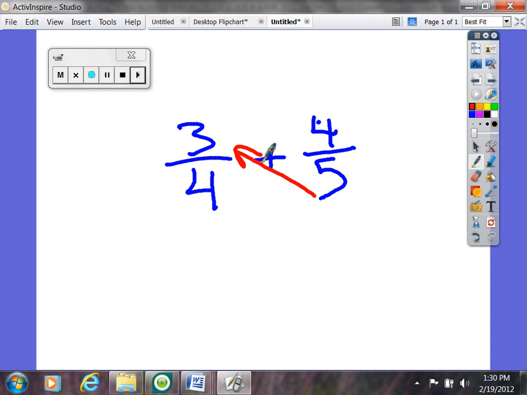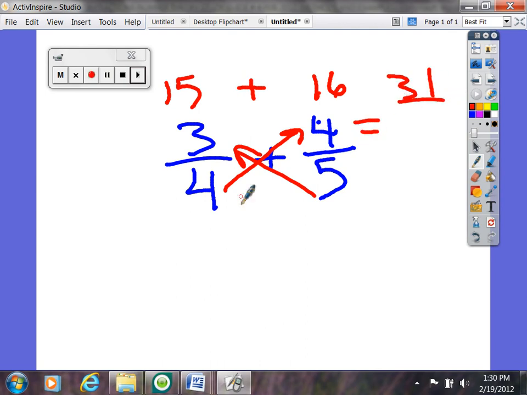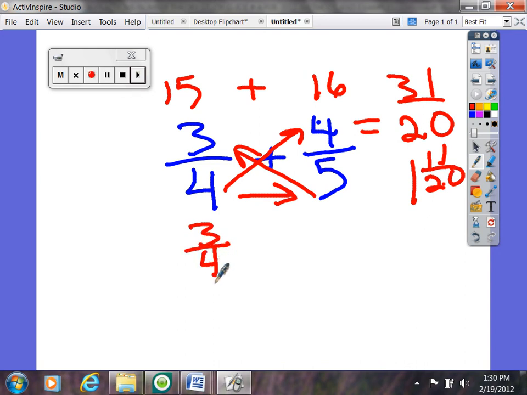You can multiply these, multiply those. Okay. 15, 16. Add those together and then put it over the product of these. You're going to get 31 over 20, which is 1 11/20. Now, you say, well, that's going to confuse them. Well, it probably will, because they have to understand why this works.